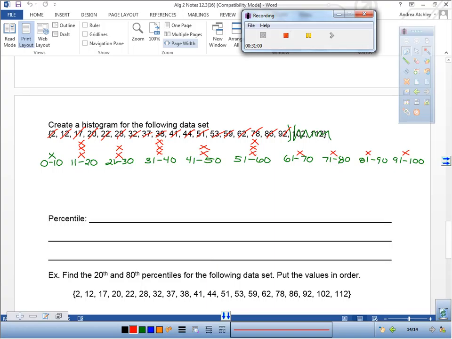Okay. But looking at this, what does this tell me? Most of my data falls right here, between 11 and 60. And that's what it's meant to show you: where most of your data falls, how big your range is, what's going on here. It's a way of grouping things so it's easy to see what your common answers would be.